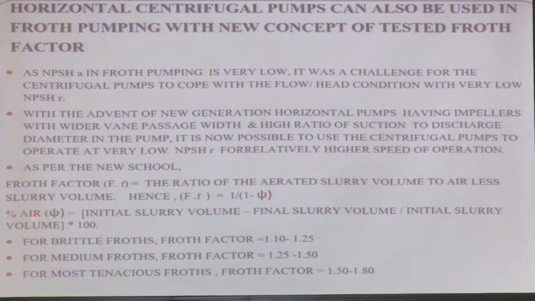Here psi is the percentage of air: initial slurry volume minus final slurry volume, divided by initial slurry volume, into 100. So, it is 1 by 1 minus psi. For brittle froth, the froth factor is 1.1 to 1.25, for medium froths 1.25 to 1.5, and for the most tenacious froths 1.5 to 1.8, whereas earlier we were talking about 3 to 6. You see, it has come down. So, the selections are all very economical and much more effective. That is all.